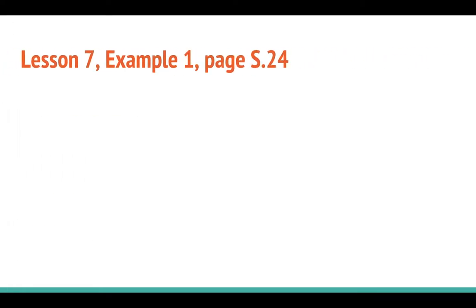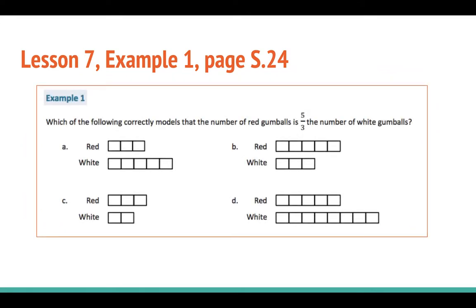So we are going straight into example 1, which is on page S24 in your workbook. Example 1, we actually did as a warm-up. Which of the following correctly models that the number of red gumballs is 5 over 3 the number of white gumballs? The order that they gave this to us is the number of red gumballs is 5/3 the number of white gumballs. So we have the red gumballs first, and then the white gumballs.